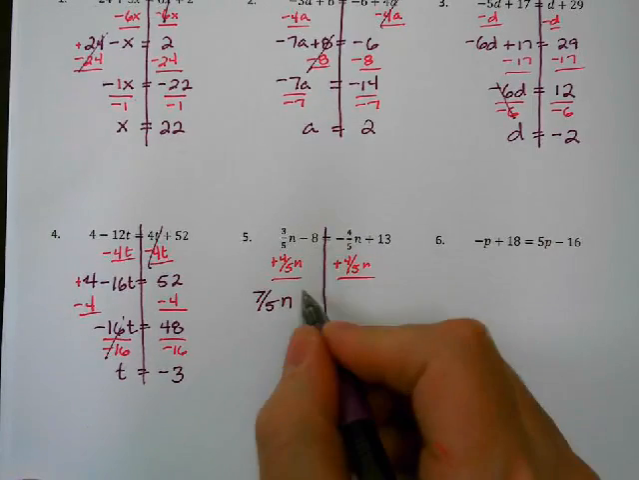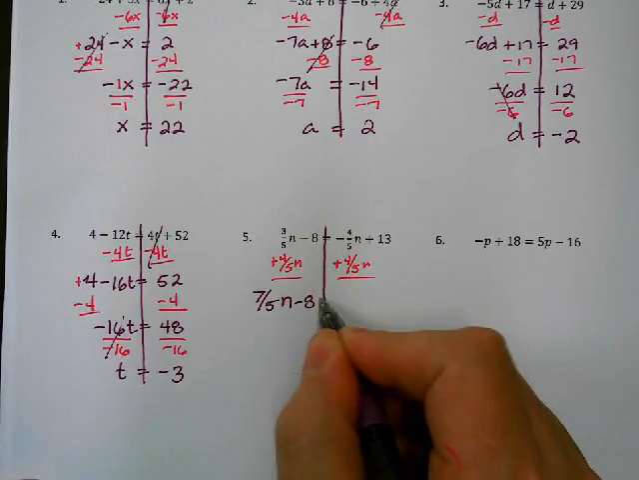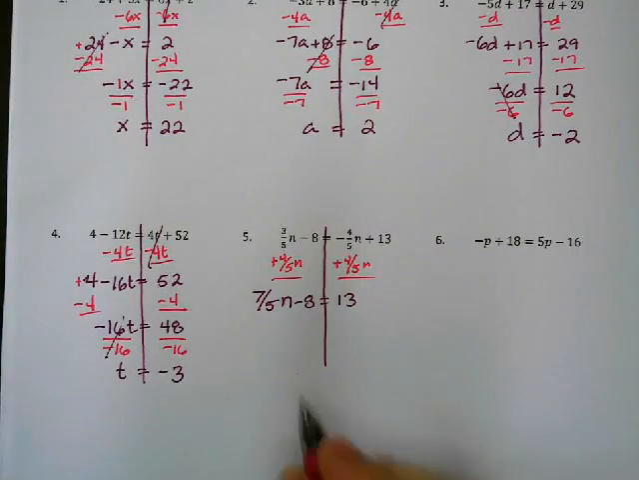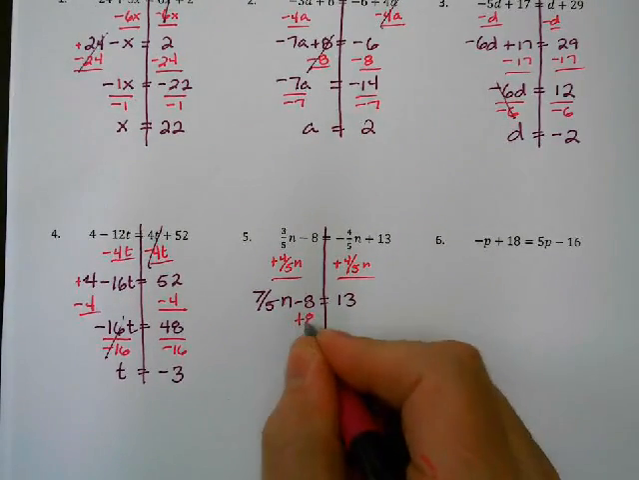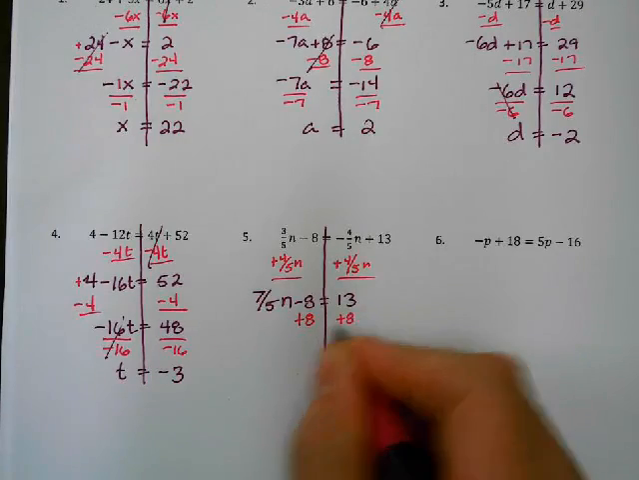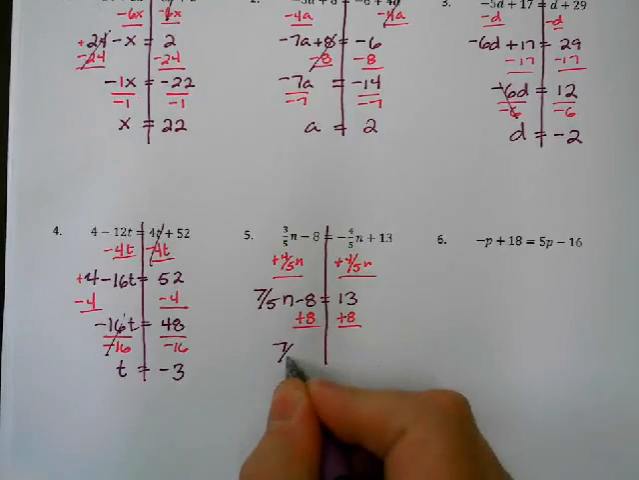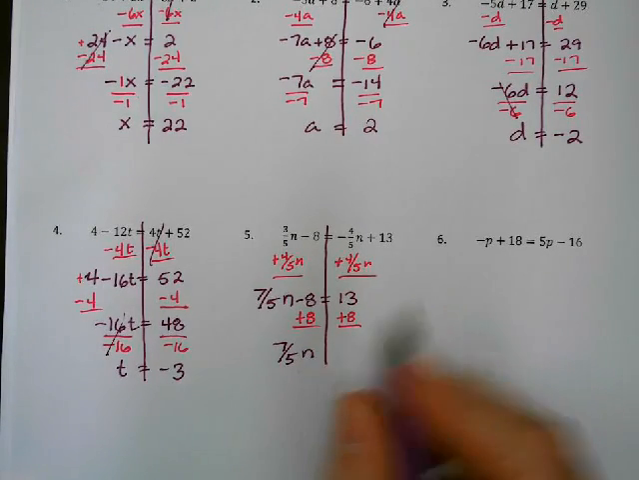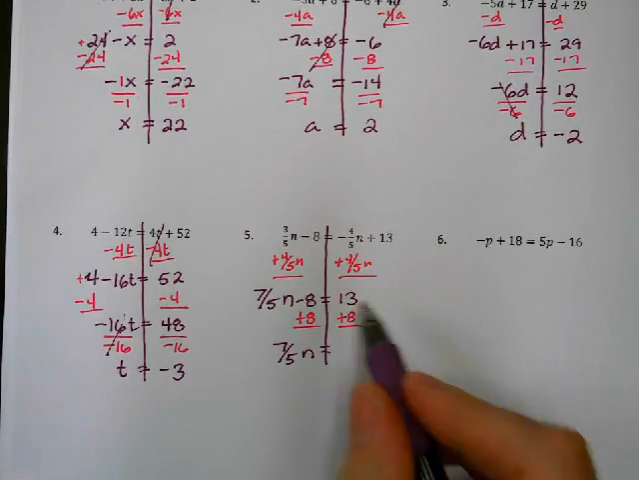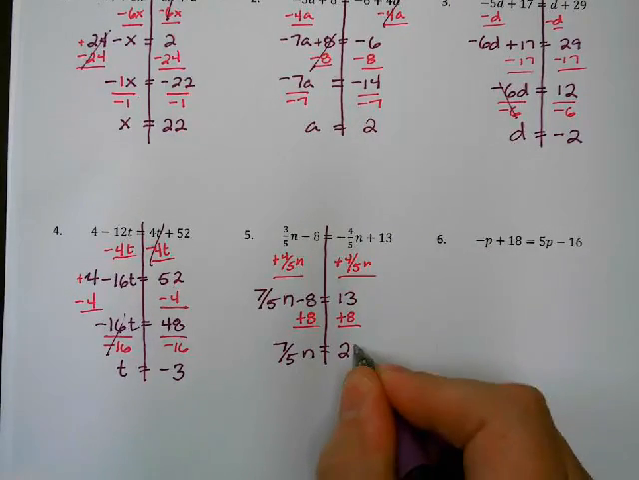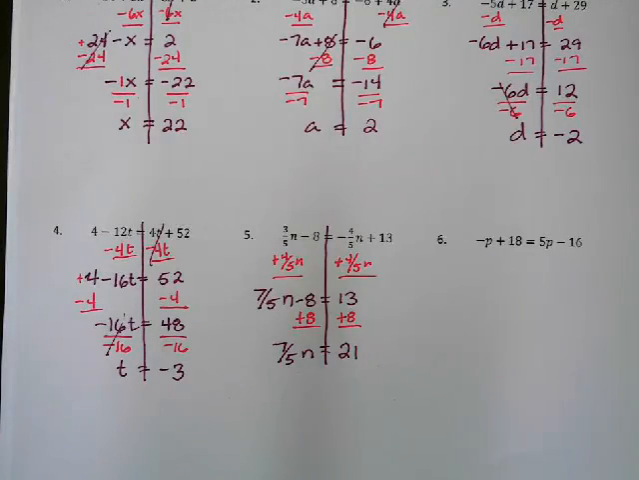Minus 8 equals 13. Amazing. Next, we're going to add 8 to both sides. Use our addition property of equality. That leaves us with 7/5 of n equals 13 plus 8 is 21, last I heard. All right, now we've got 7/5 times n.